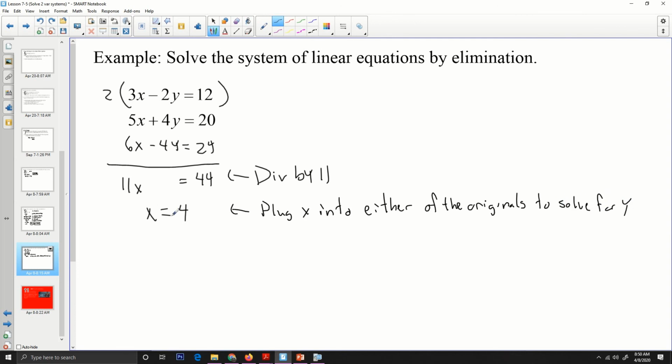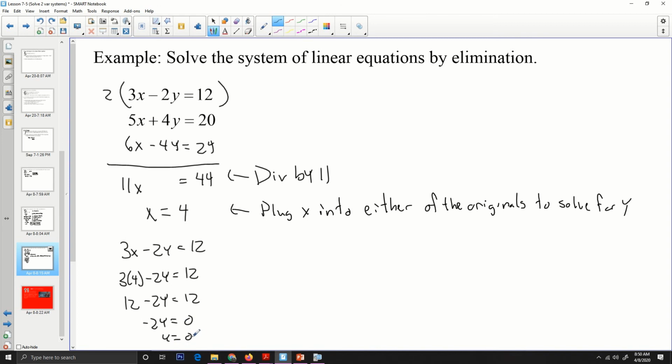So I'm just going to go back to this original equation, 3x minus 2y equals 12, and we'll go 3 times 4 minus 2y equals 12. And so I get 12 minus 2y equals 12. Negative 2y will equal 0 when I subtract. That means y has to equal 0.